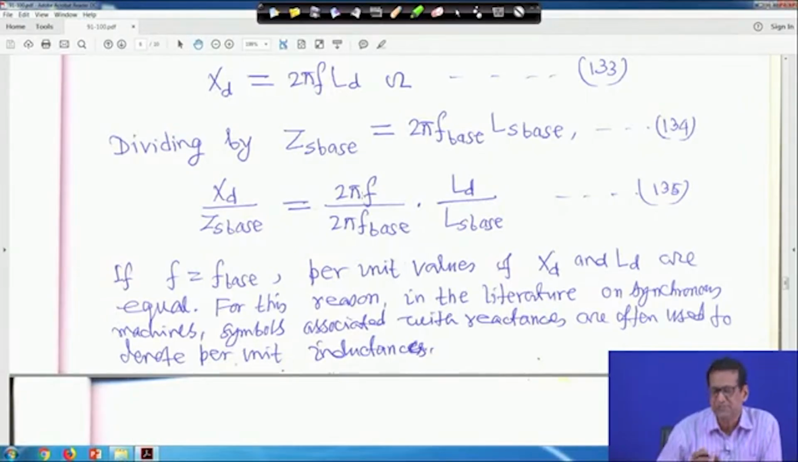Therefore, suppose in a numerical problem the per unit inductance is given, right, that is nothing but the per unit reactance too also, right.